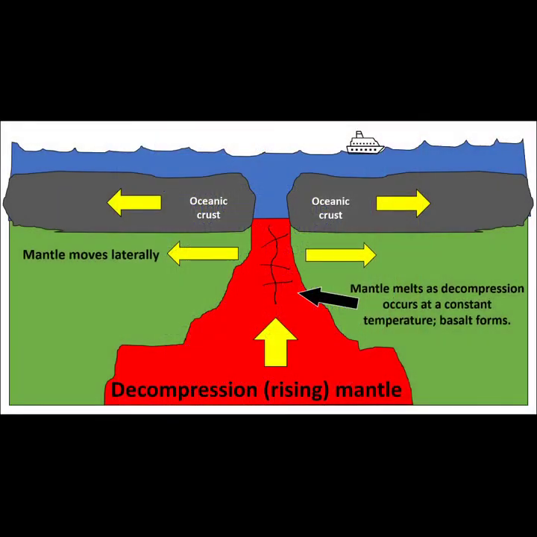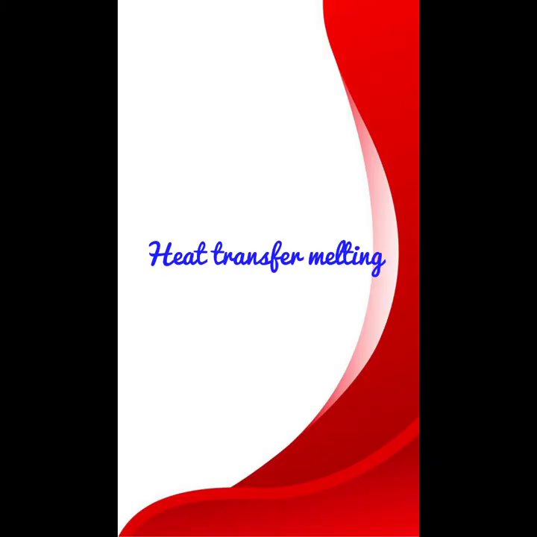During decompression melting, upwelling of the mantle results in a rapid decrease in pressure. Temperature may remain constant or even decrease slightly. The local geotherm intersects the mantle solidus as the pressure decreases, resulting in partial melting. Next is heat transfer melting.